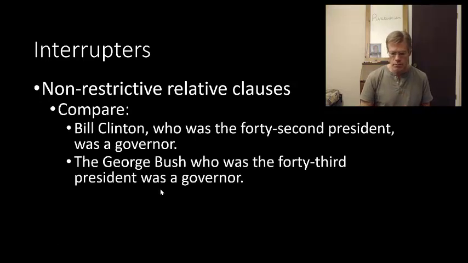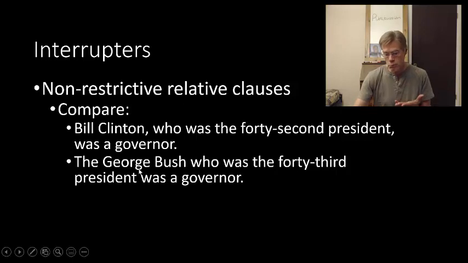And another example, Bill Clinton, who was the 42nd president, was a governor, versus George Bush, who was the 43rd president, was a governor. So in this first one, as a proper name, it's kind of understood that a proper name automatically refers to whoever that individual is. You don't need to restrict it, unless more than one person happens to share that name, as the two George Bushes do.